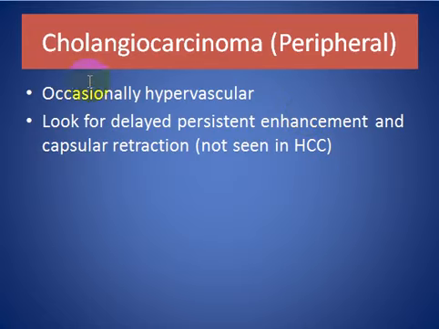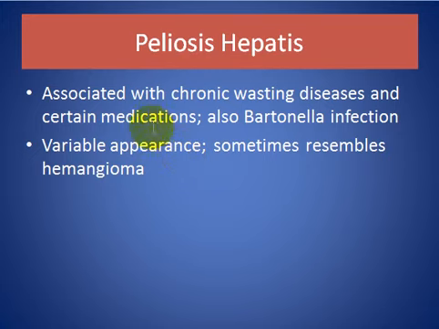Cholangiocarcinoma is occasionally hypervascular. Look for delayed persistent enhancement and capsular retraction, which are not seen in HCC. Peliosis hepatis is associated with chronic wasting disease, certain medications, and Bartonella infection. It has a variable appearance and sometimes resembles hemangioma.